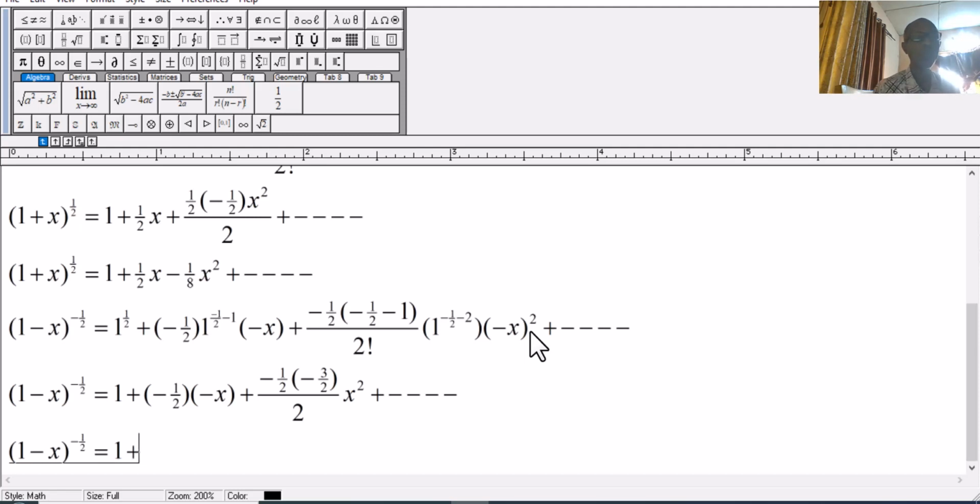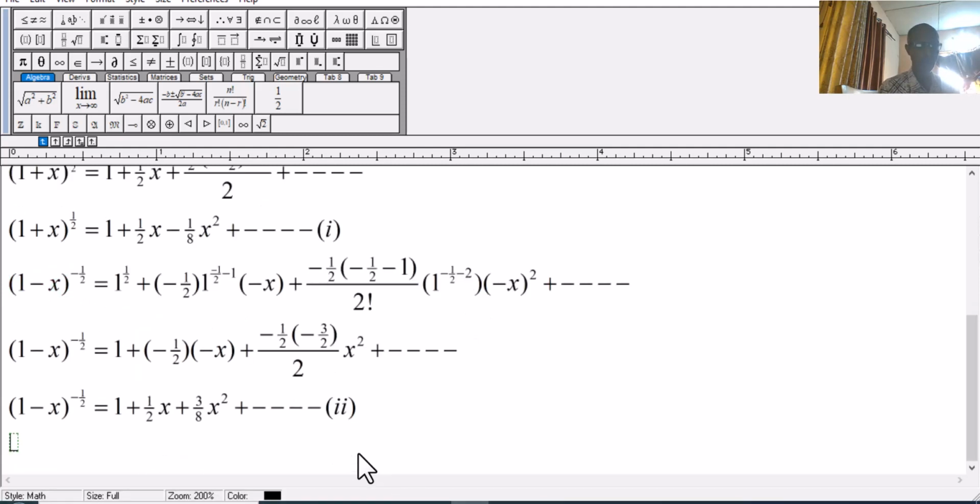So open up that bracket, that will give you plus half x. Then if you open this bracket also, it will give you 3 over 8 x squared, dash dash dash. So we have gotten the two values, let's call this I1 and let's call this I2. So we merge the two together, and I merge this with it also.